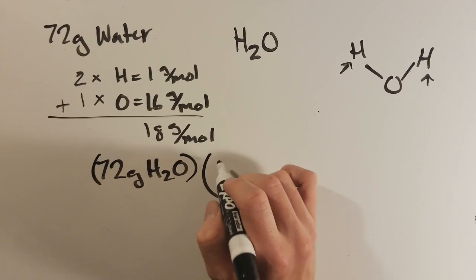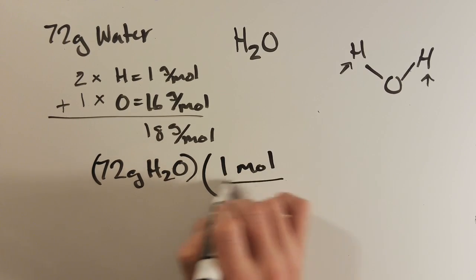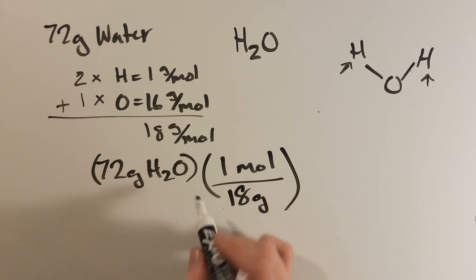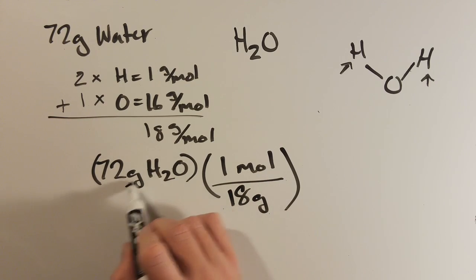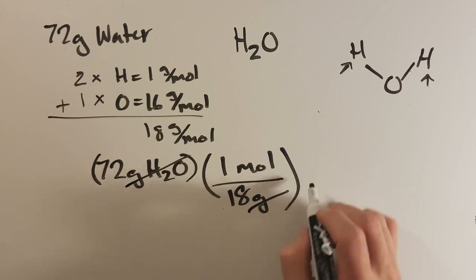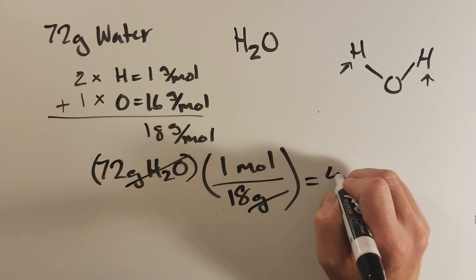In every 1 mole, we have 18 grams of water, right? 1 mole of water, we have 18 grams of water. So grams of water cancels, and we're in the units of moles. This is a division because it's in the denominator. 72 divided by 18 is 4 moles.